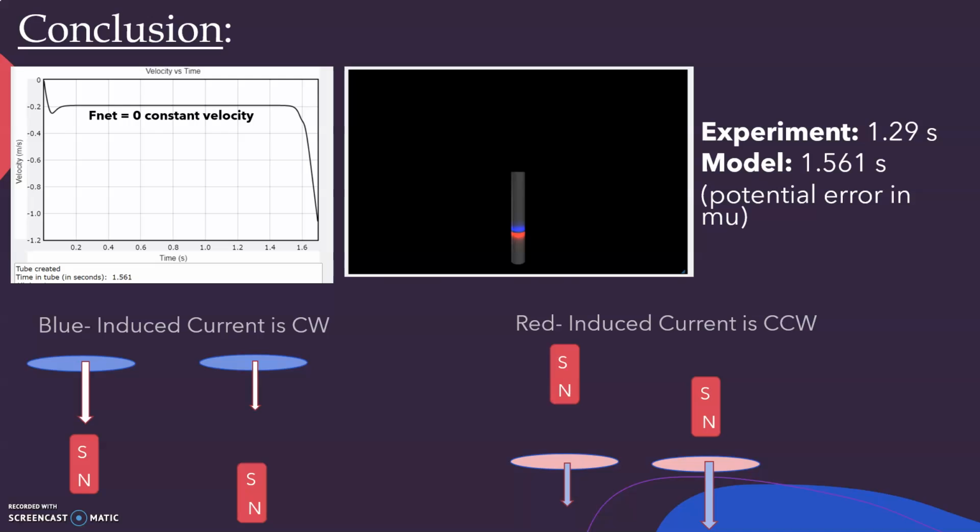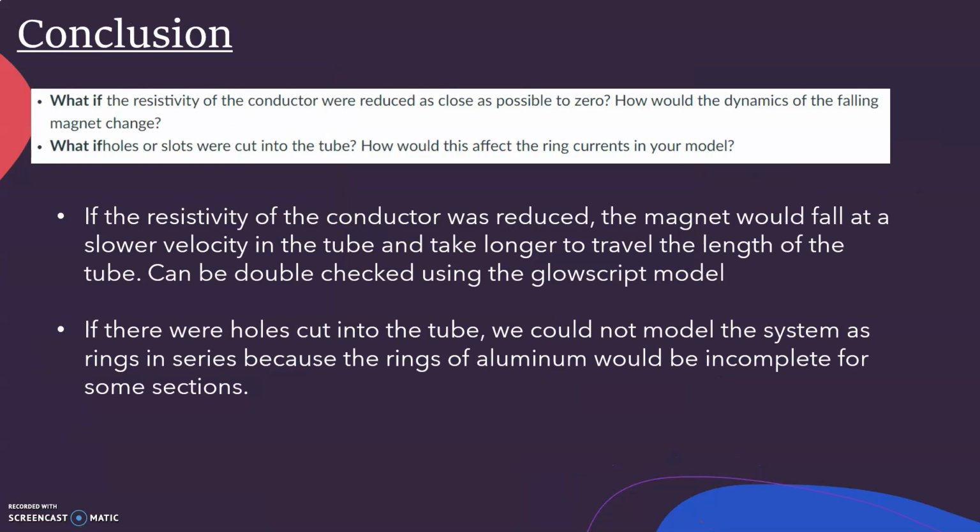In conclusion, if the resistivity of the conductor is reduced as close as possible to 0, how would this change the dynamics? So if it was reduced, the magnet would fall at a slower velocity in the tube and take longer to travel the length of the tube. You can double check this using the GlowScript model.